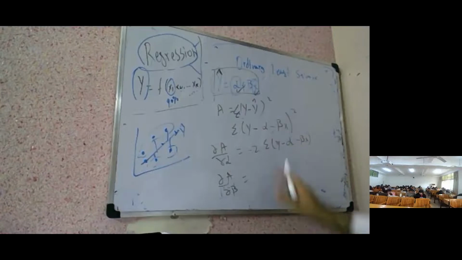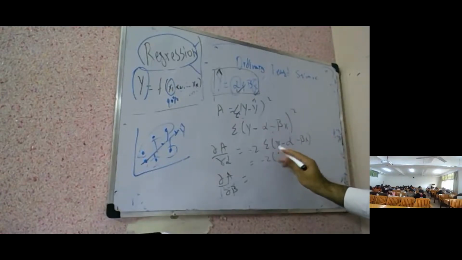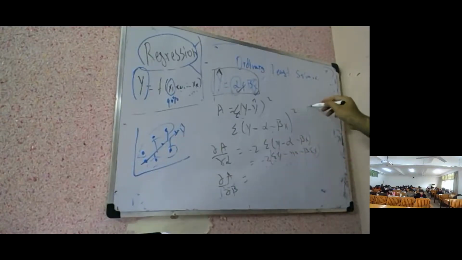So if I put summation inside, it can give me minus 2 sum of y. So sum of y minus n alpha minus, because the summation goes to the constant, it gives me beta sum of x. So first order condition, we put it equal to 0. So minus 2 will be gone because it goes there with 0. So this is one equation.